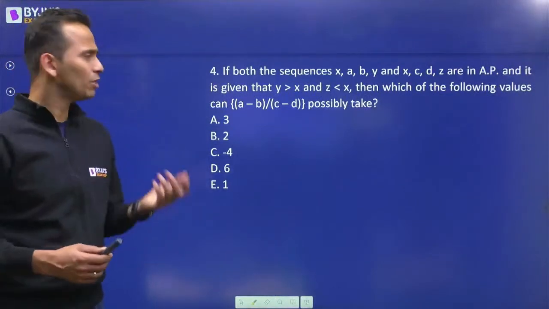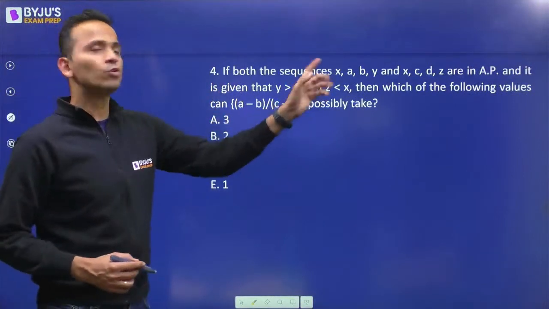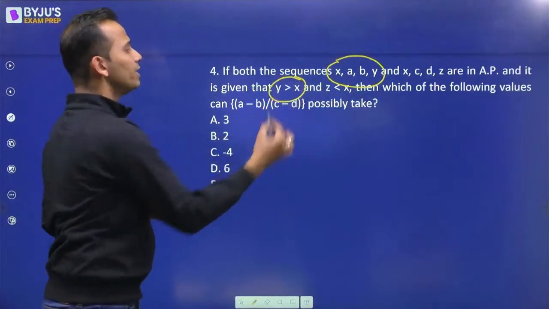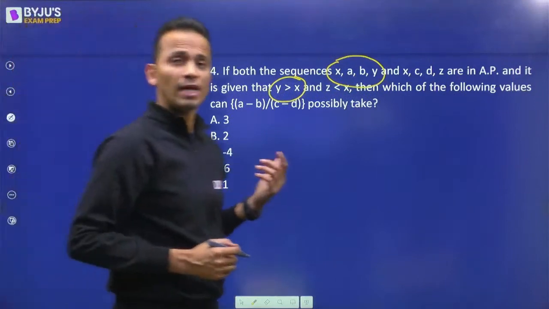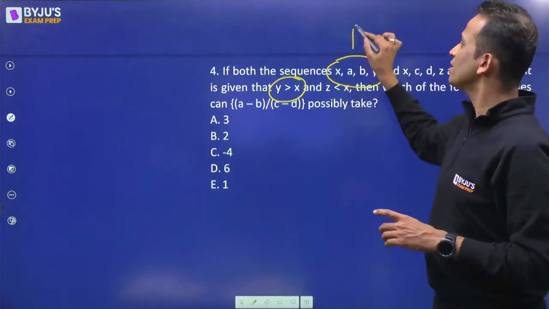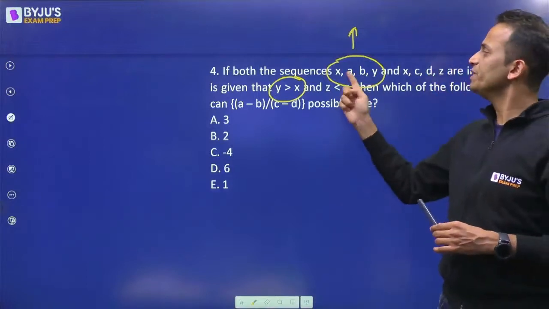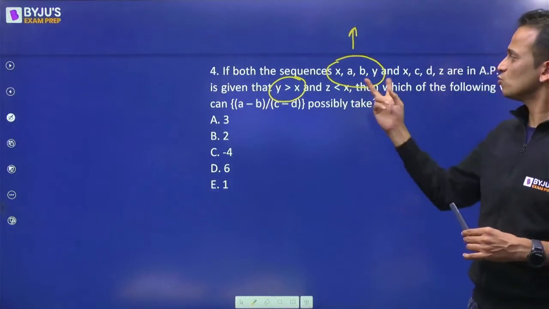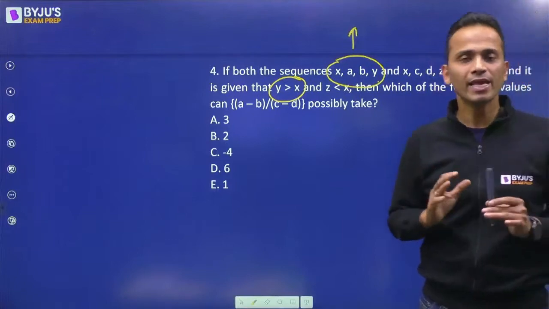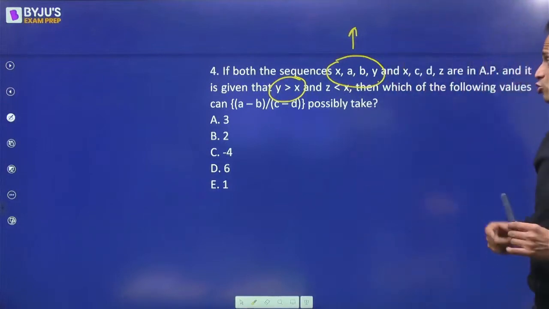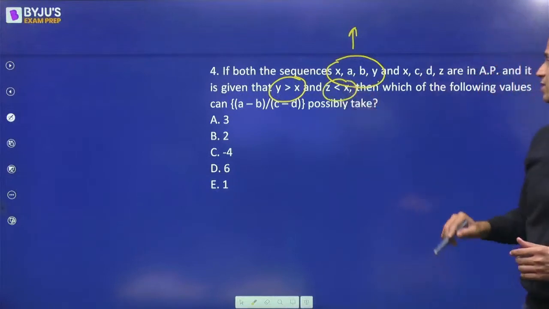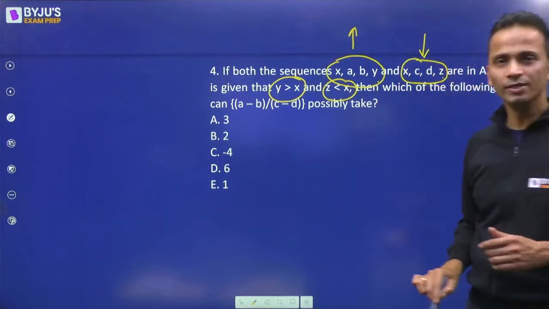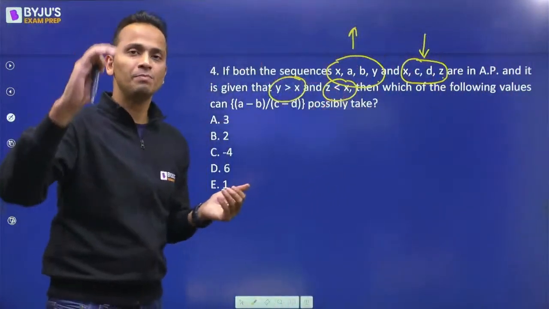चलिए चेक करते हैं. सिंपल क्वेश्चन है ये. Now both the sequences given are arithmetic progression, and for the first sequence you are given that y is greater than x. Now if y is greater than x, I can say that this is an increasing AP. So a will be greater than x, b will be greater than a, y will be greater than b. Now talking about the second one, z is less than x. Now if z is less than x, this AP is a decreasing AP. So the first AP is increasing and the second AP is decreasing.